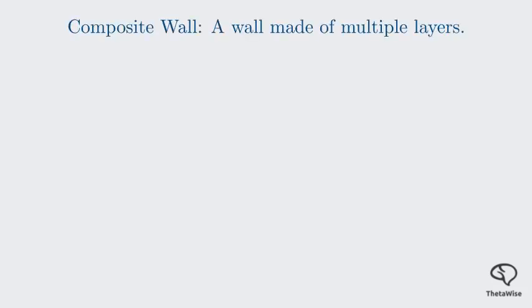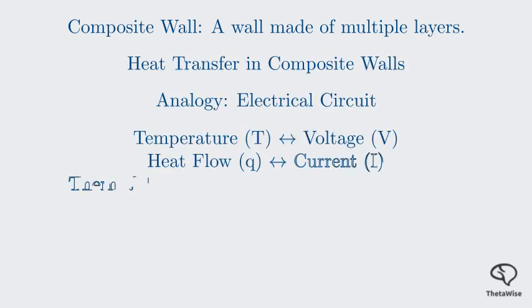Now that we've covered the three modes of heat transfer, let's see how they work together in a common engineering scenario: the composite wall. Understanding how to analyze a composite wall is a crucial step before we can tackle the more complex heat exchangers. A composite wall is a wall made up of multiple layers, each with a different material and thus a different thermal conductivity. A common house wall with plaster, insulation, and siding is a perfect example.